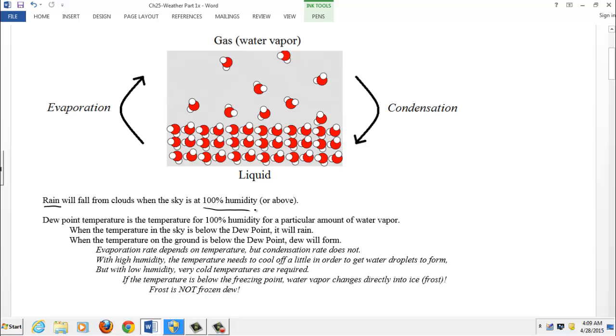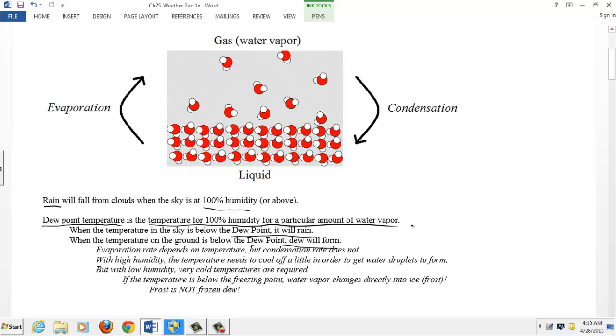And if you think about the air at the surface of the earth at 100% humidity, there's a special temperature called the dew point, at which below that temperature you're going to get dew. And then if the temperature in the sky is below this dew point, it's going to rain. So the dew point's kind of a nice number. And it's defined to be the temperature to get to 100% humidity for a particular amount of water vapor.